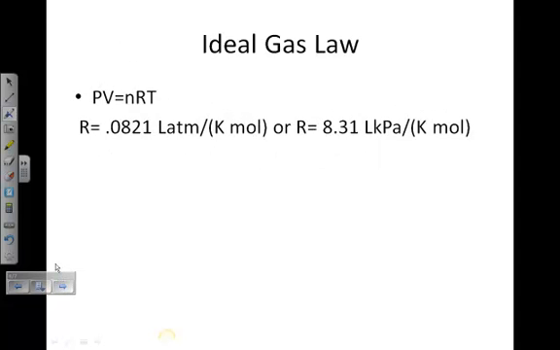Okay, the next law is called the ideal gas law, PV equals nRT, where the R is 0.0821 liter atmospheres per Kelvin mole. Or if you're dealing with kilopascals, it's liter times kilopascals per Kelvin mole. These are just units right here for that constant. N is moles, so we should make a note of that too.